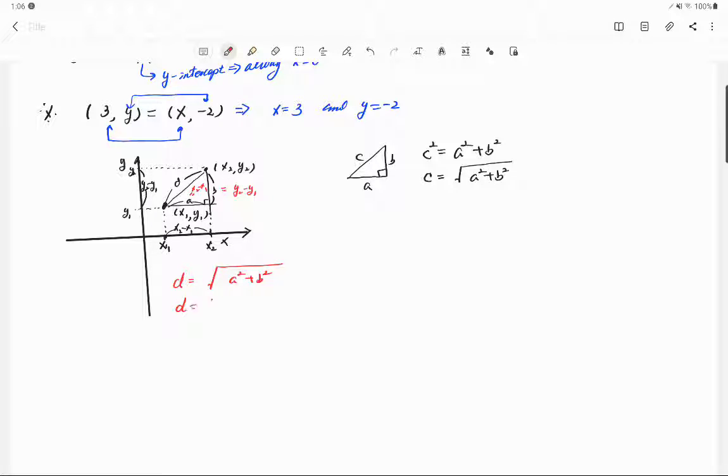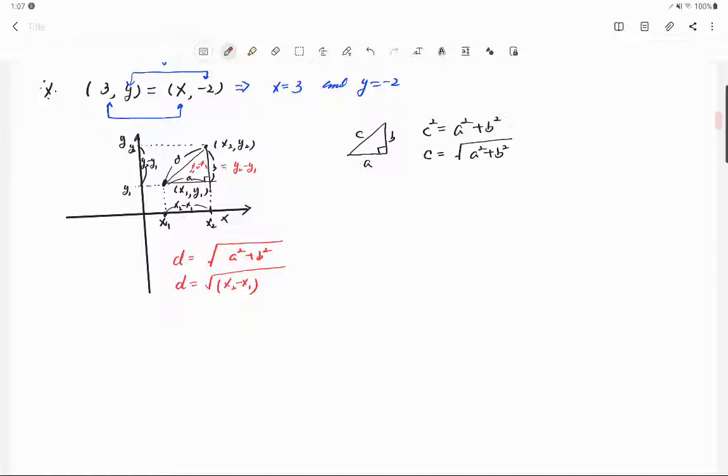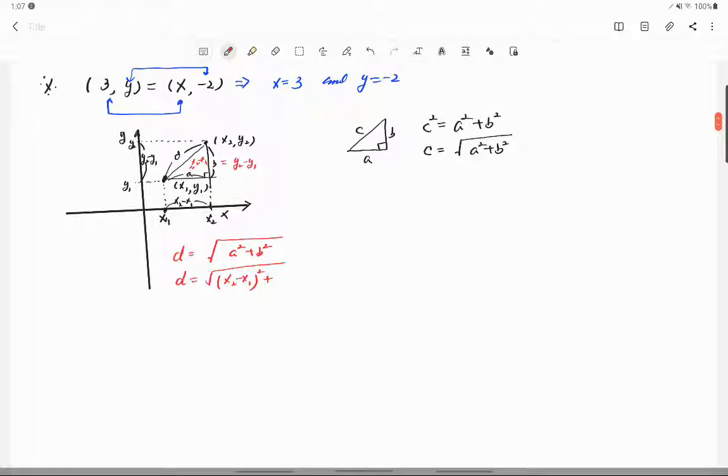Then a squared is the difference between the x coordinates, so x2 minus x1 squared, plus the difference between the y coordinates, so y2 minus y1 squared. Is it okay if we switch x2 and x1? That's fine, because whenever you square it, it becomes a positive number. So x1 minus x2 squared is also okay.